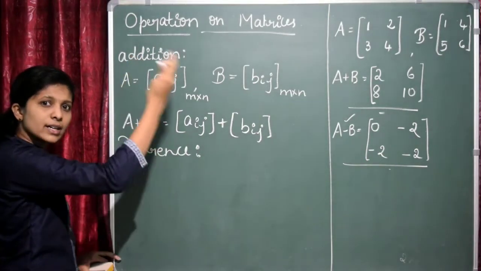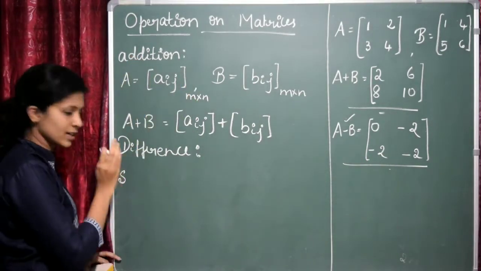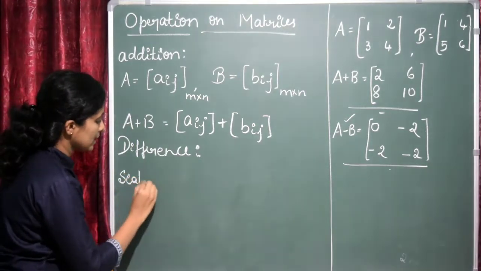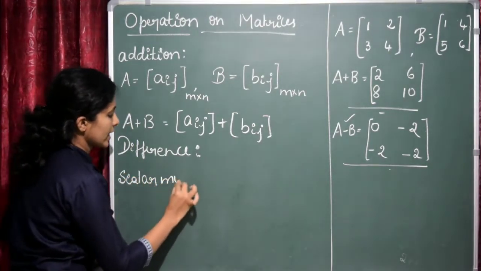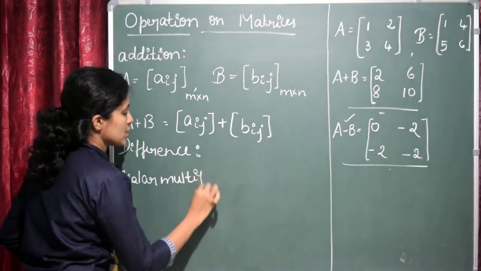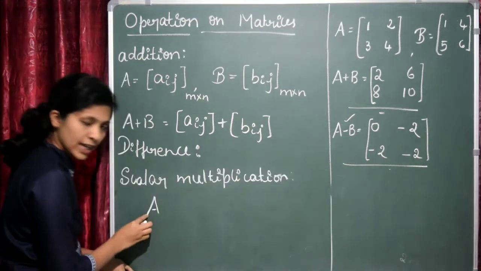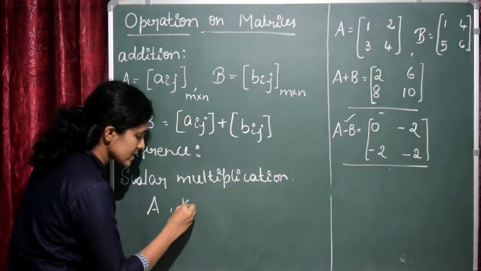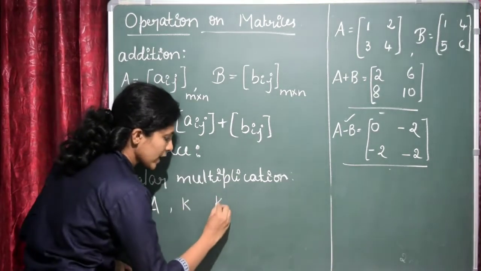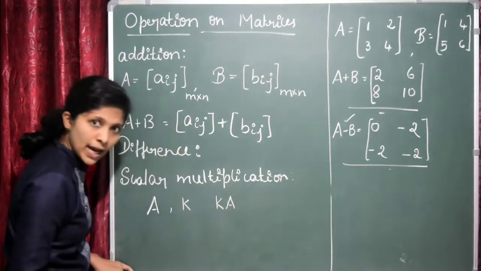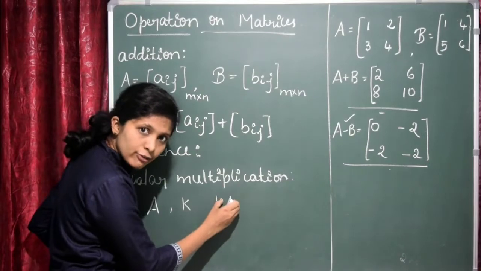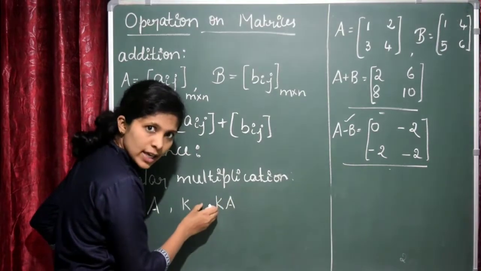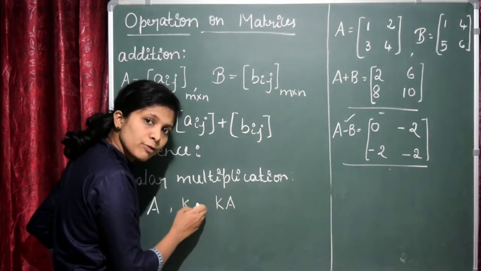You just have to add the corresponding element, or subtract the corresponding element. Scalar multiplication, an important one. A is a matrix and K is the scalar, and the multiplication of K and A is obtained by multiplying each and every element of A by K.